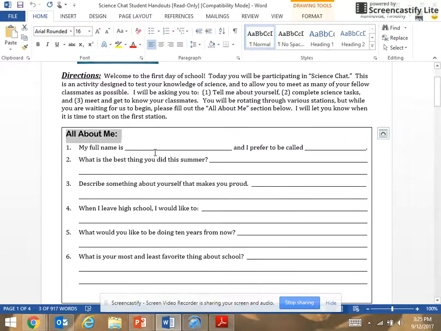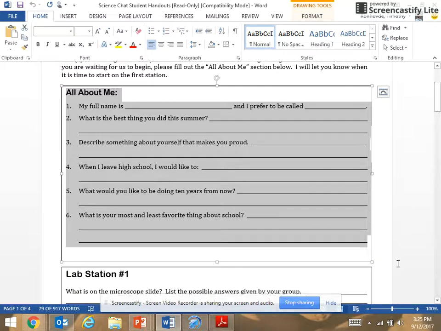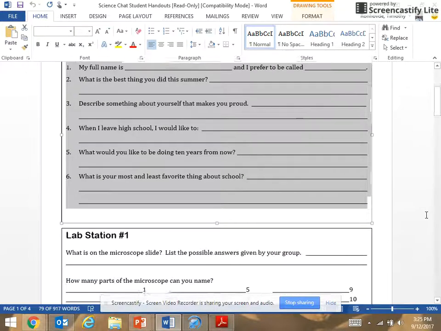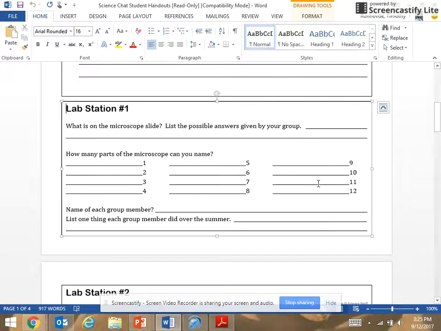The first part we did as a class, you filled out the All About Me section. And then you made a silent appointment with a partner and talked about yourself. After that, we got into the science part of it. And there were 10 stations. Your goal was to make it through 5 stations today, and you'll do 5 more next class.